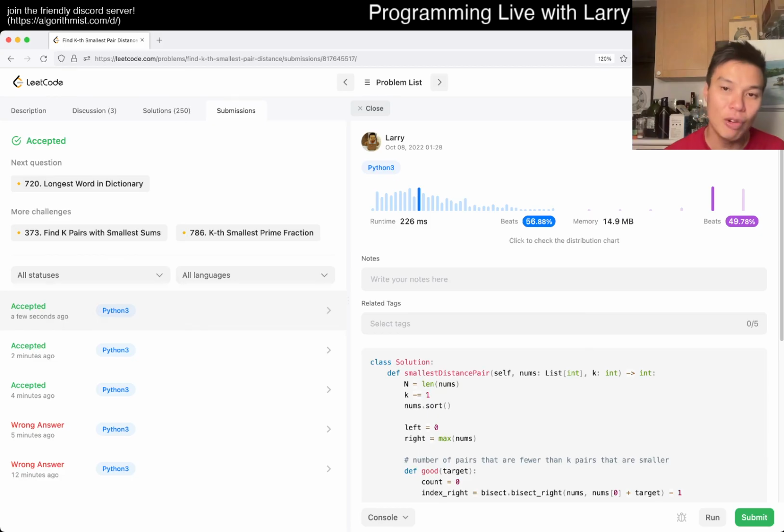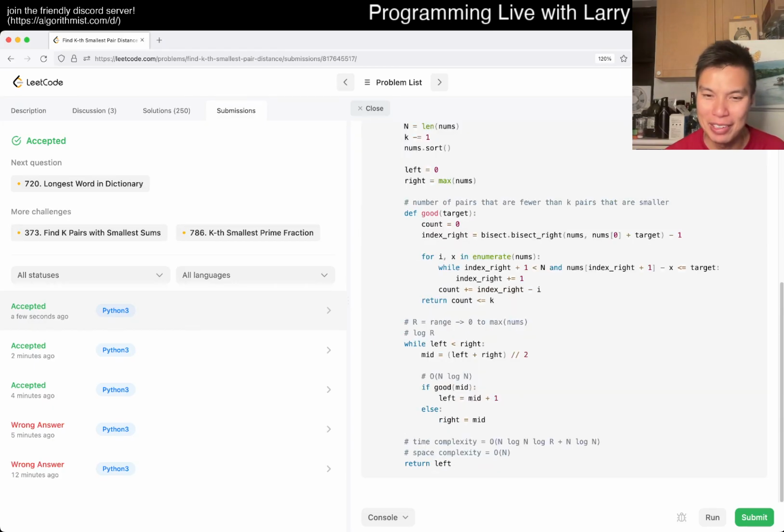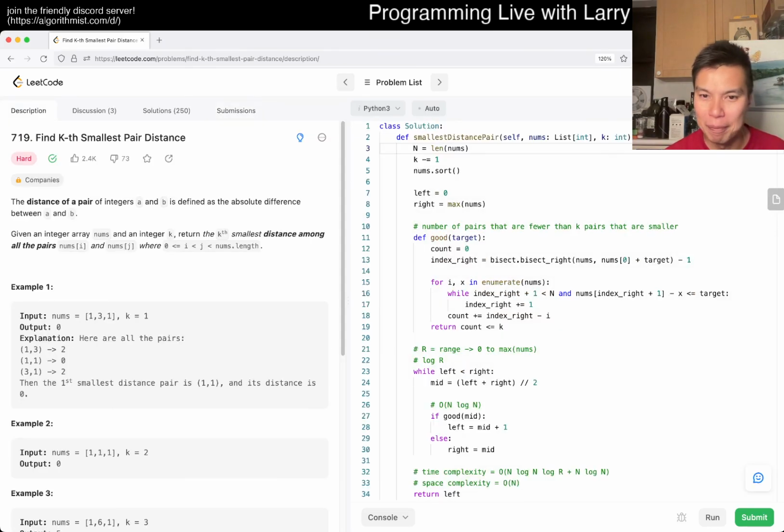Cool. Now in the average 56% category, I feel a lot better. And of course now you can see that there's a log n here, but that's only one log n. It's going to be dominated by this O of n. So this is just going to be O of n log r plus n log n. So that's much faster and much happier for me.